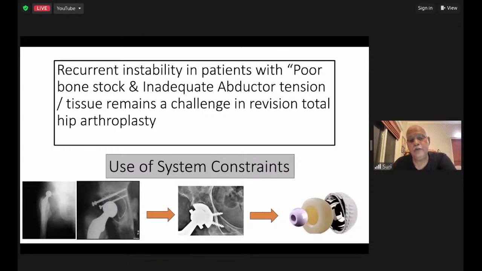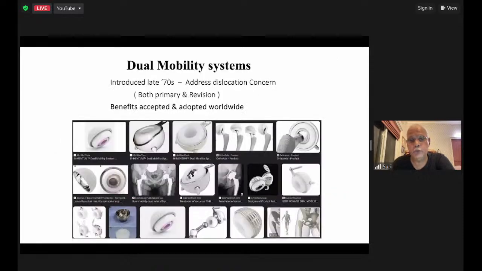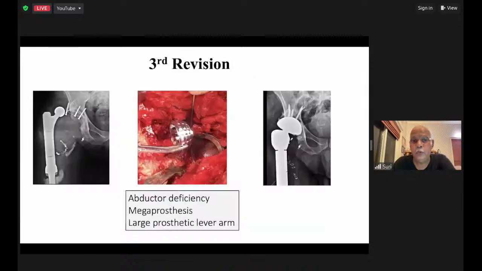And in fact, historically, we used to have the 22 Charnley cups. And then when they were repeatedly dislocating, we used to have a superior extension with screws. I mean, this was just a very colloquial way of doing it. But today we have the constrained liners and the dual mobilities. The dual constrained liners have more or less given way to dual mobility in most situations. It was nothing new, initially used by the French for both primary and revisions, introduced in the late 70s. Again, it was to address dislocation, but the benefits are well accepted today worldwide.